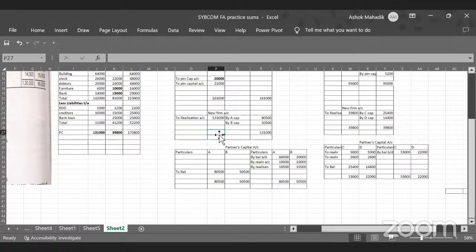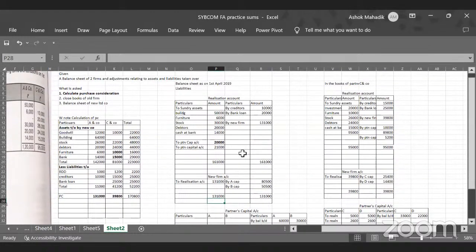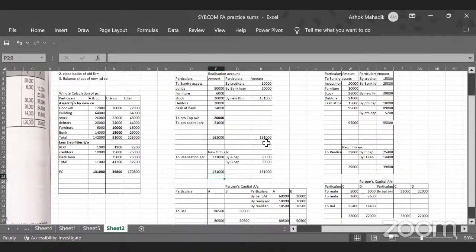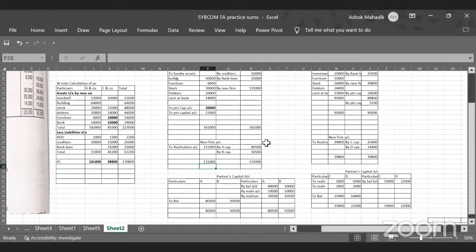It's tallying. See, students, never get afraid even if your sum is not tallying. Okay, as soon as you have time, just start checking it again. Okay, so we are done with the closing of both the books of A and Company and C and Company. Okay, be a fighter in life. Don't be afraid. Even if sum is not tallying, just look for the mistake. You will find, definitely you will find.